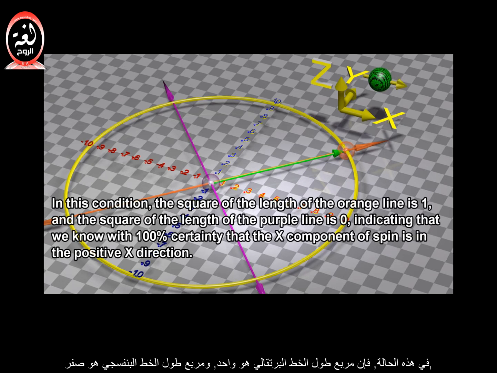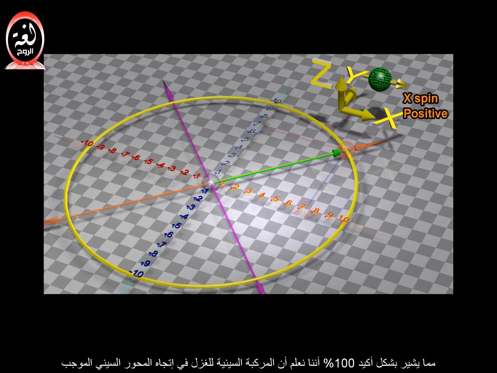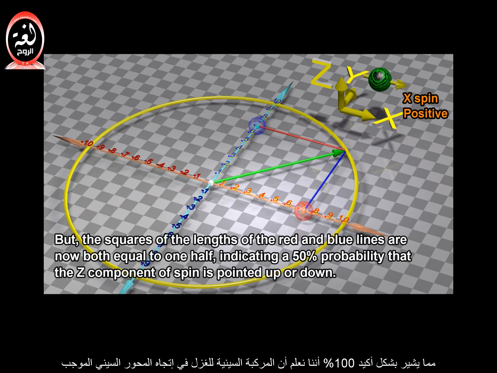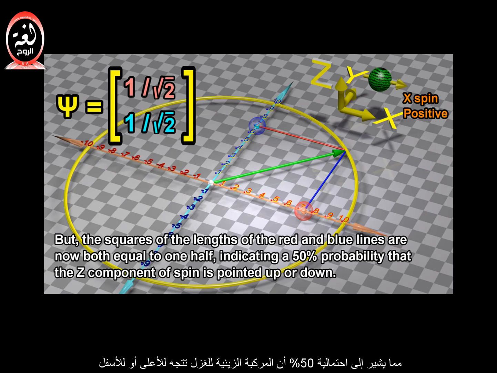In this condition, the square of the length of the orange line is 1, and the square of the length of the purple line is 0, indicating that we know with 100% certainty that the x component of spin is in the positive x direction. But the squares of the lengths of the red and blue lines are now both equal to 1/2, indicating a 50% probability that the z component of spin is pointed up or down.